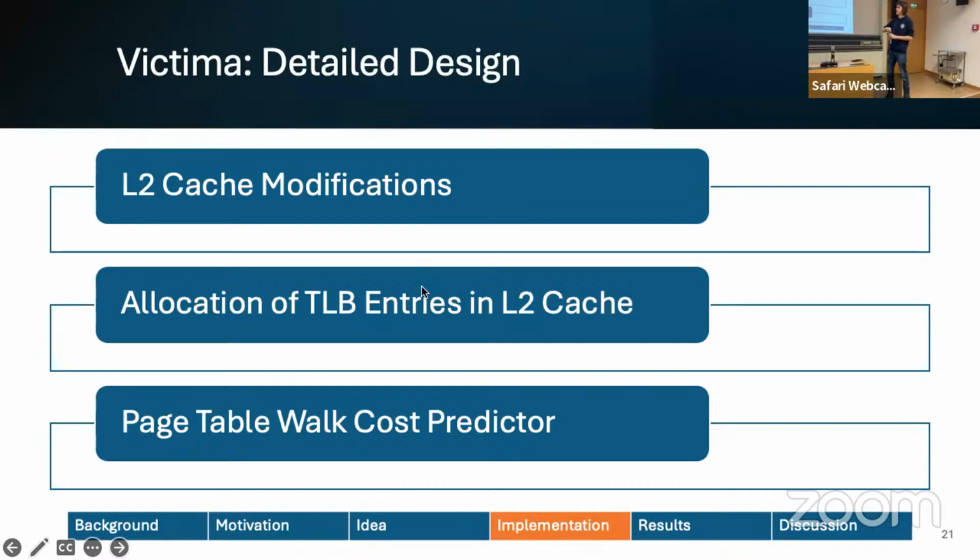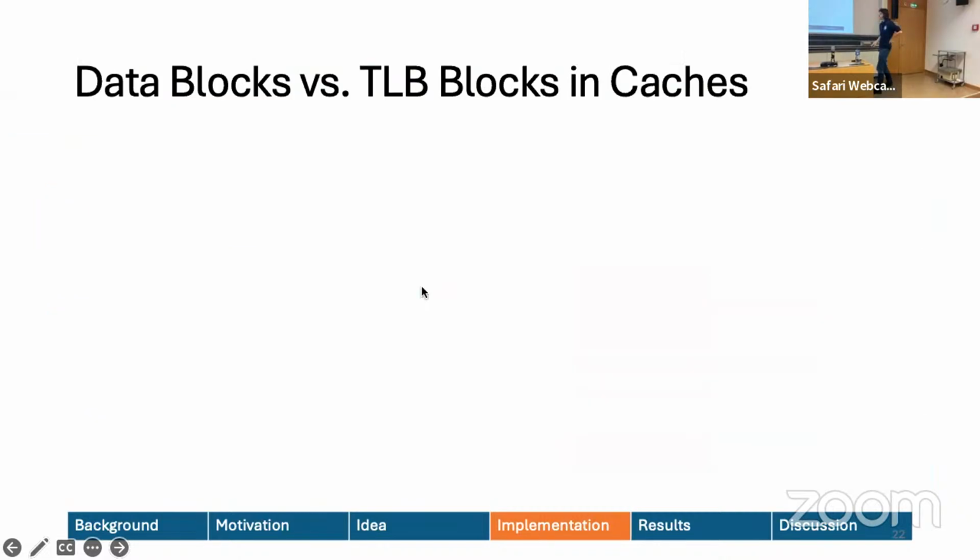So let's talk about the detailed design. First, we have to modify the L2 cache. And then we want to go a little bit into how we decide what goes into the L2 cache, and then the page table walk cost predictor that I mentioned earlier.